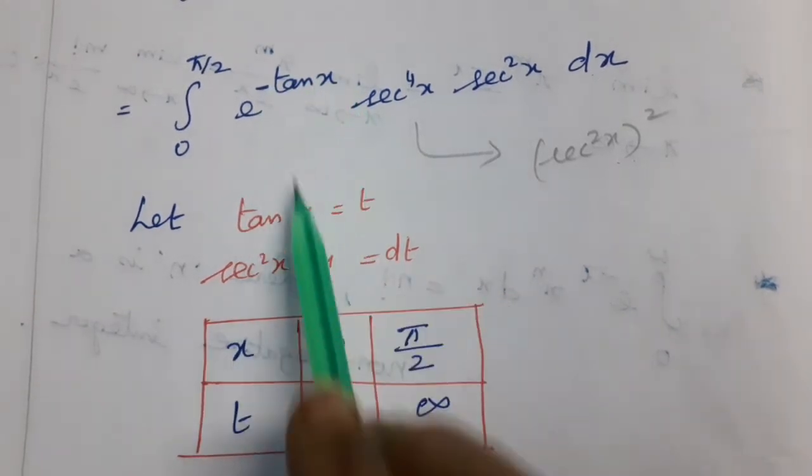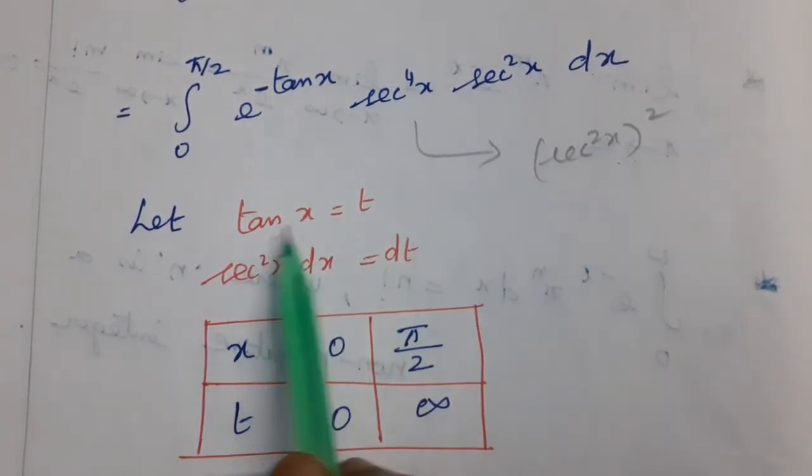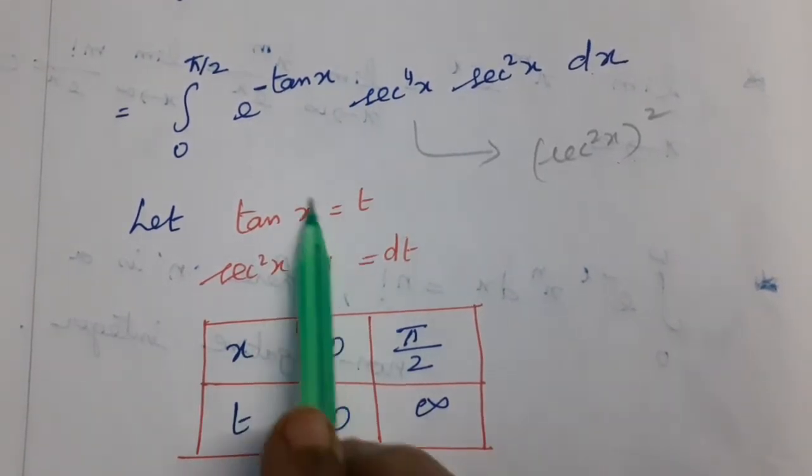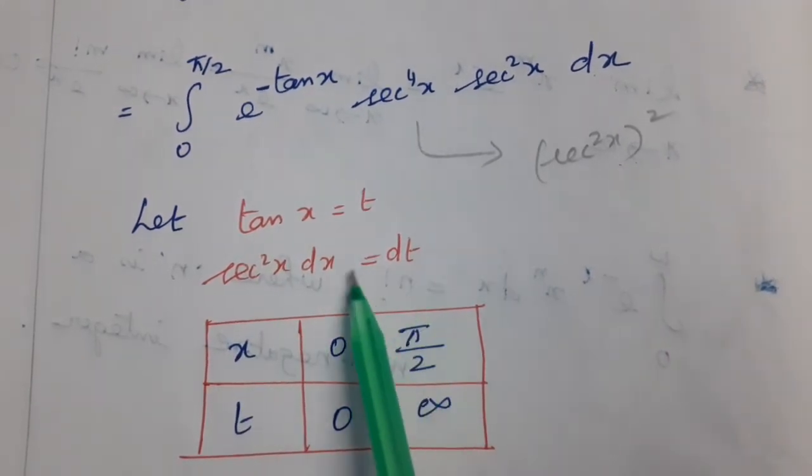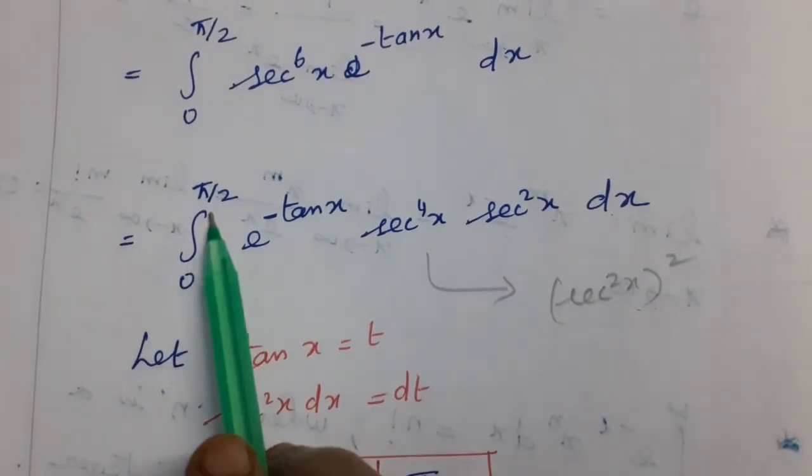Now tan x is taken as what? Tan x is equal to t. If we differentiate it, secant square x dx is equal to dt. Now, what is the limit here? 0 to pi by 2.